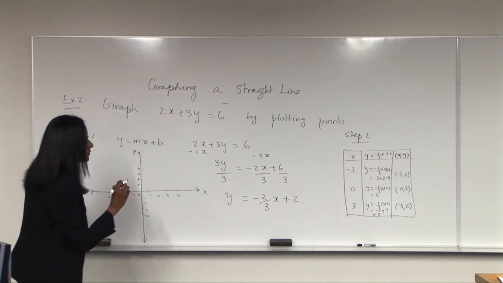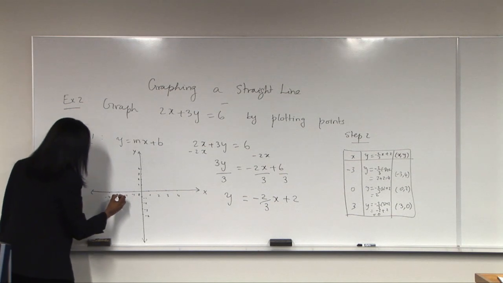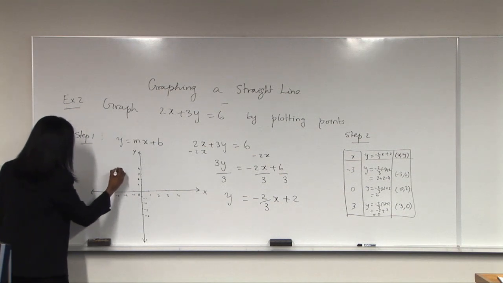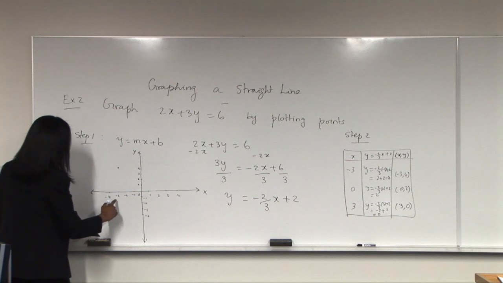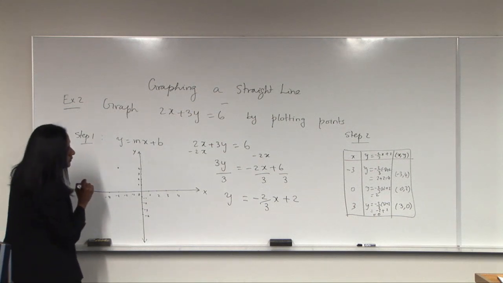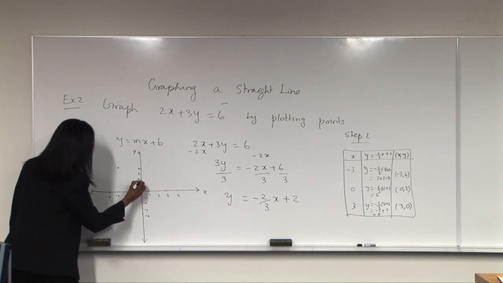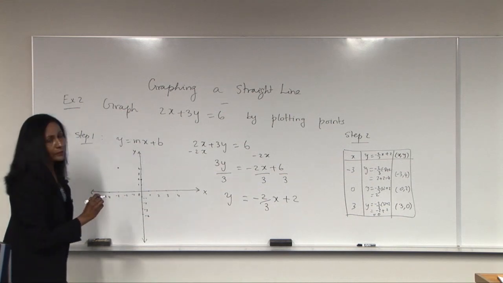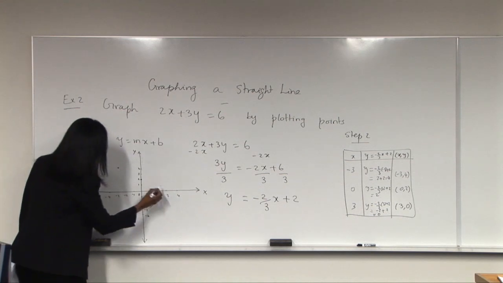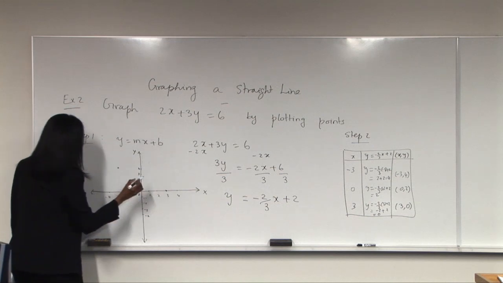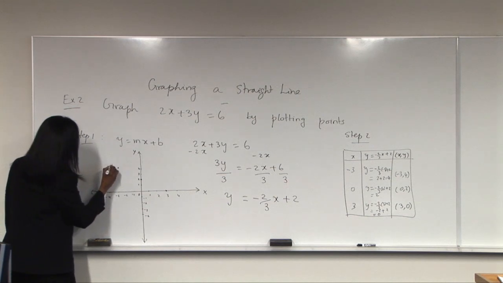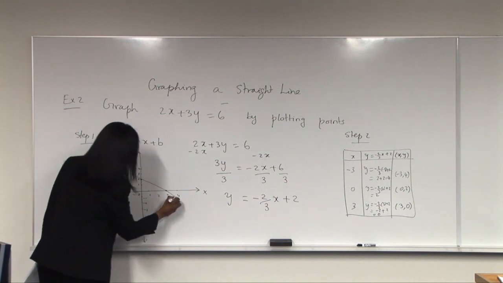Okay, now let's plot those points. Negative 3 comma positive 4, it's going to be here. X is negative 3, y is 4. 0 comma positive 2. 3 comma 0, positive 3 comma 0. So the graph is going to be, join all of these 3 points.